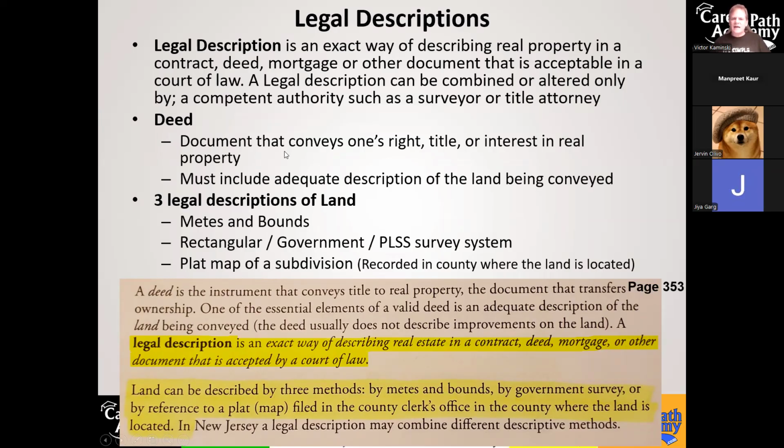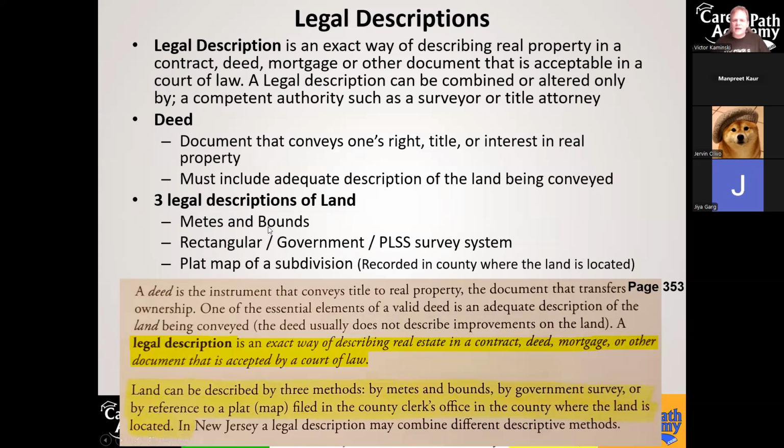A deed is a document that conveys one's right, title, or interest in real property, the partial ownership interest, perhaps. So your rights, like air rights or mineral rights, title, ownership, or interest, partial ownership interest may be in a property. So there must be an adequate description of the land being conveyed so that we know exactly what is being transferred here. And there are three legal descriptions of land.